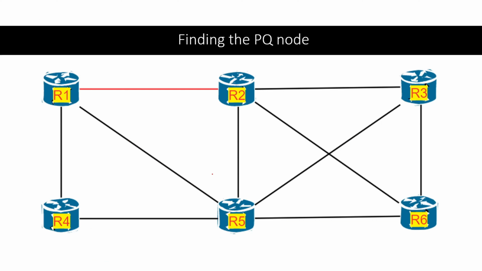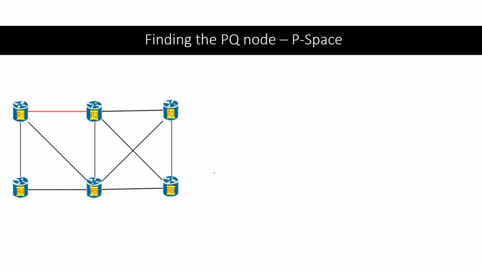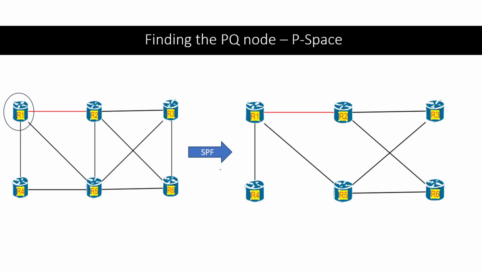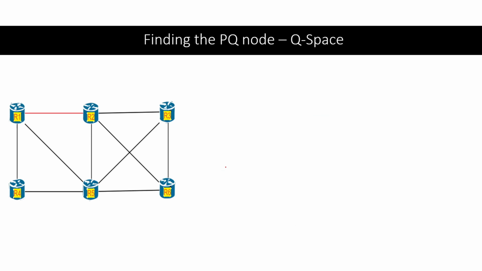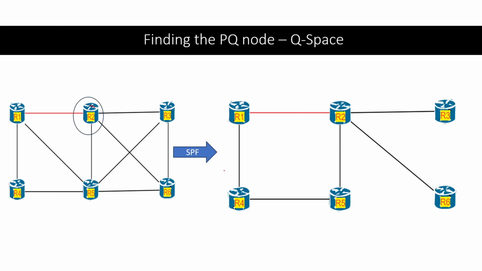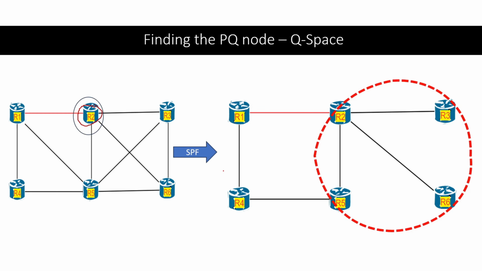Let's talk more using this diagram. If we talk about the P space of R1, if we run the SPF, this is the SPF graph for R1, and this is the P space for it. R4 and R5 are in the P space of R1. If we talk about the Q space, let's run the SPF for R2. So this is the SPF graph for R2, and this is the Q space for R2, which is R3, R6 and R5.